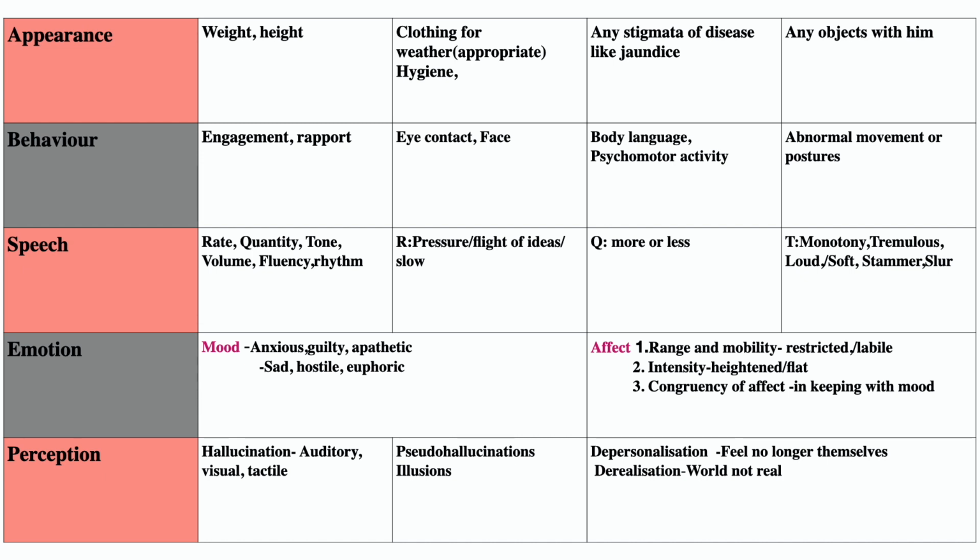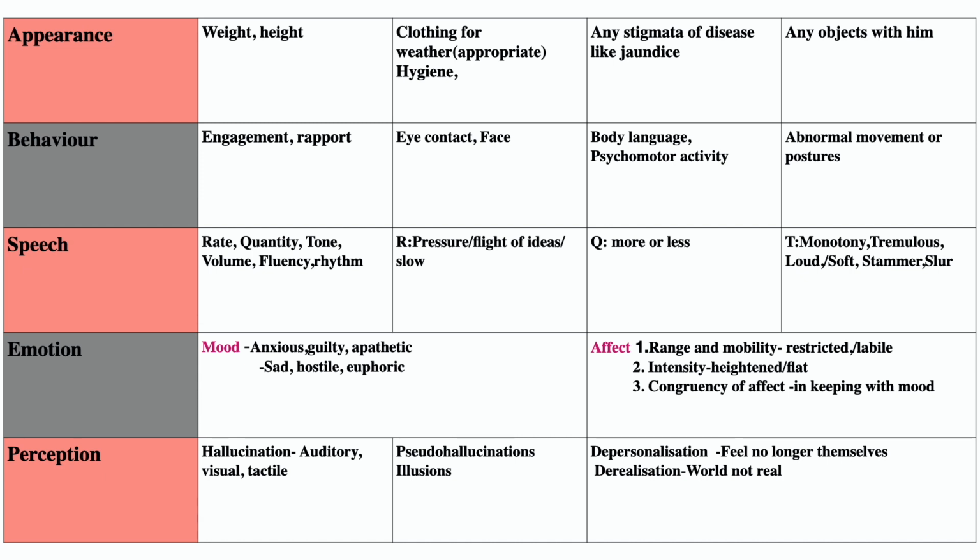Apart from the apparent affect, you're going to look at the range and mobility of affect, whether it's fixed, restricted, or labile throughout the interview. If it is restricted, the affect changes slightly in the interview, but it doesn't demonstrate a normal range of emotional expression. In labile affect, the patient will have no control over the emotions, and exaggerated changes happen. So the patient can be very sad and very happy during the consultation.